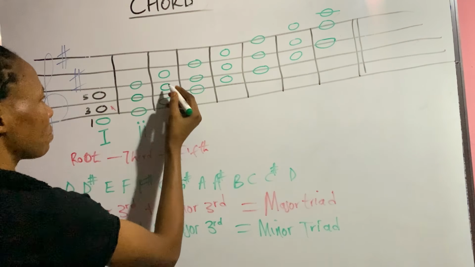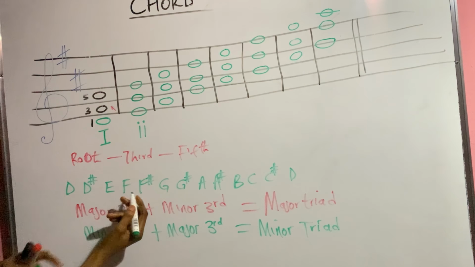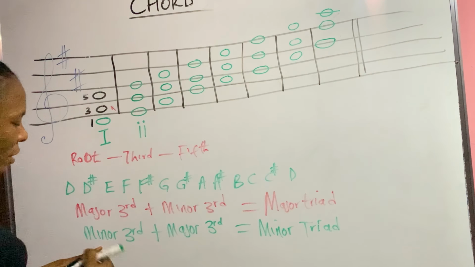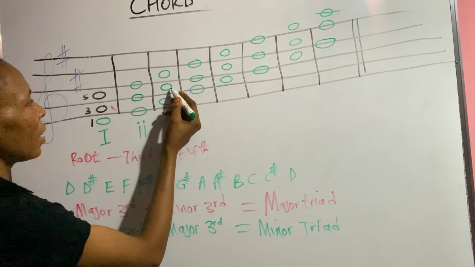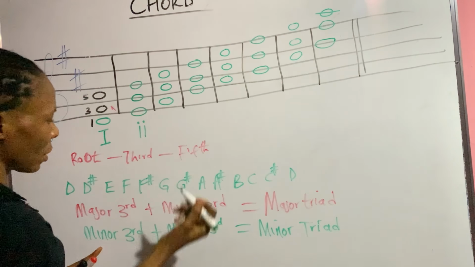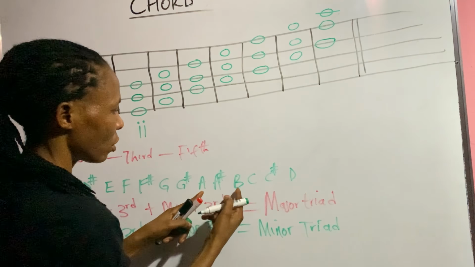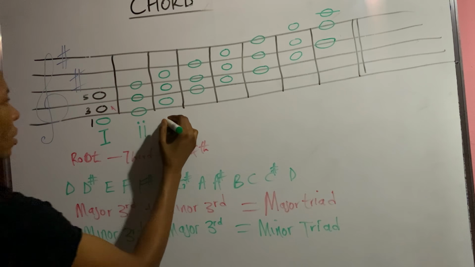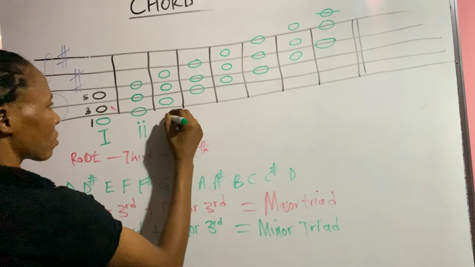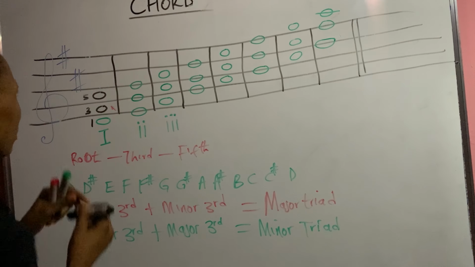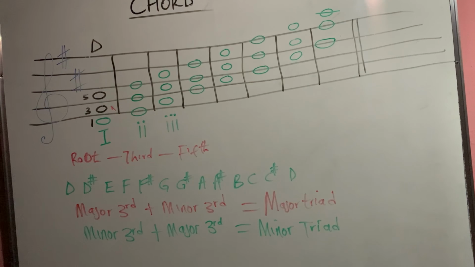We have here F sharp to A. F sharp 1 2 3 is a minor third, right? That's minor. Now A to C sharp, this is A, 1 2 3 4, a major third. So it's still minor plus major third. So that means this is still going to be minor.